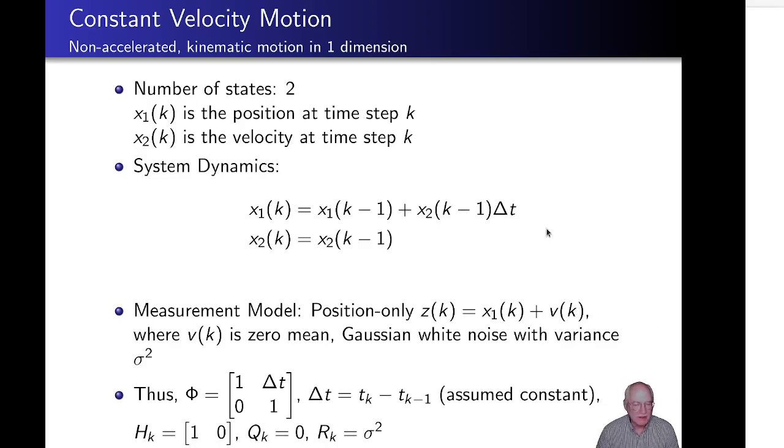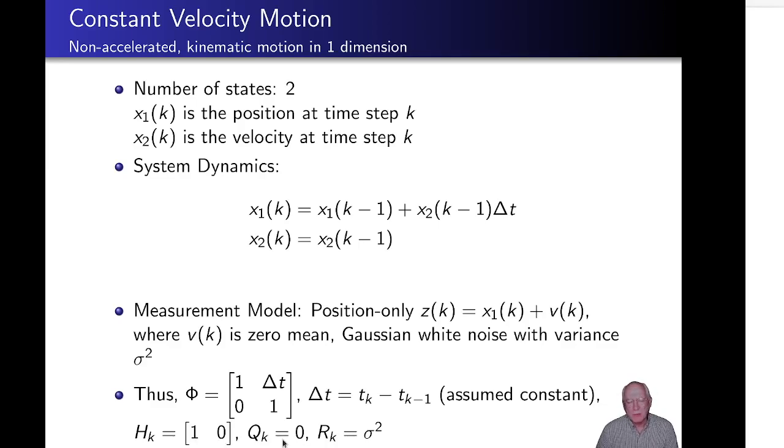We've just translated this difference equation into the phi matrix right here. First equation corresponds to the first row in the phi matrix. The second equation corresponds to the second row. It's very clear. Because we only have a position measurement, the H matrix is a 1 and a 0. If we had both a position and velocity measurement, we'd have a 1 and a 1.